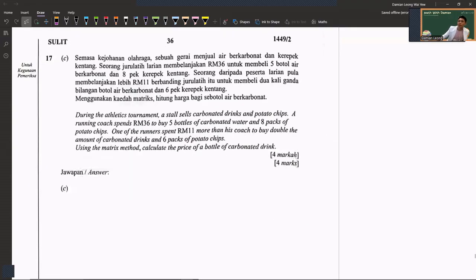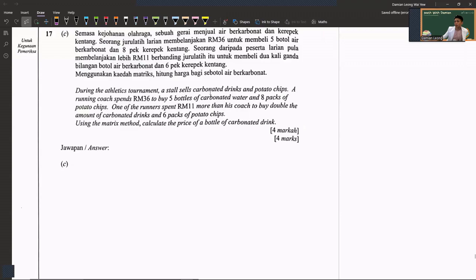Part C. During athletics tournament, a store sells carbonated drinks and potato chips. A running coach spends 36 ringgit to buy 5 bottles of carbonated water and 8 packs of potato chips. One of the runners spent 11 ringgit more than his coach to buy double the amount of carbonated drinks and 6 packs of potato chips. Using matrix method, calculate price of a bottle of carbonated drink.